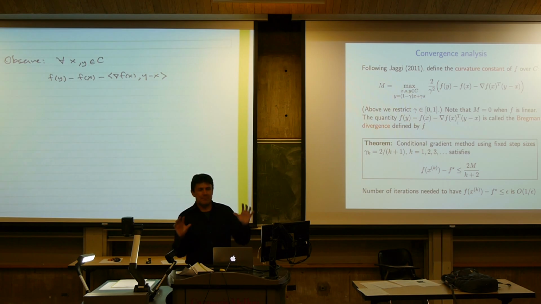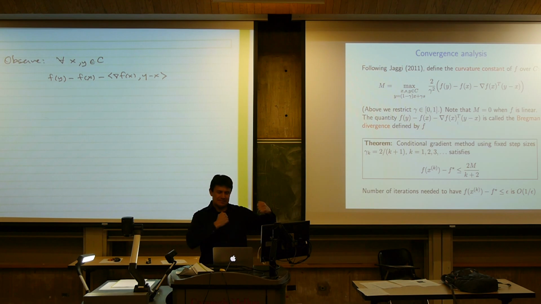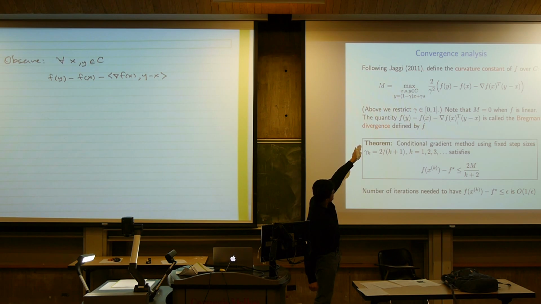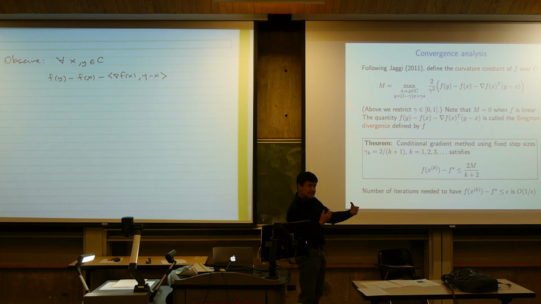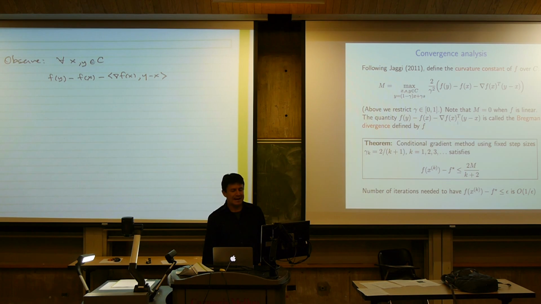But in some way, you need to account for how far apart x and y are. That's why you define the curvature constant over the entire set this way. You take all the possible convex combinations of two points there, namely x and s. y is any convex combination of x and s, defined by that gamma, so gamma is between 0 and 1. Then you take 2 divided by gamma squared times that difference. Again, the intuition is that the flatter the function is, the closer to linear, the smaller that curvature constant would be.